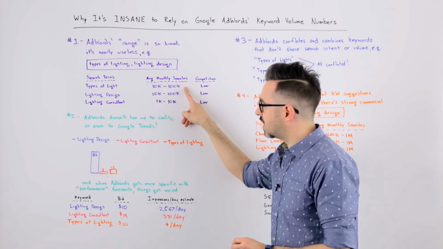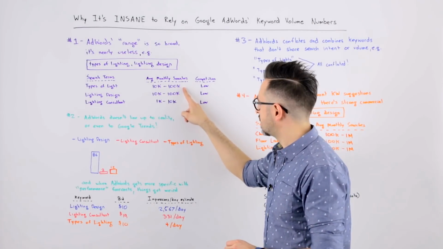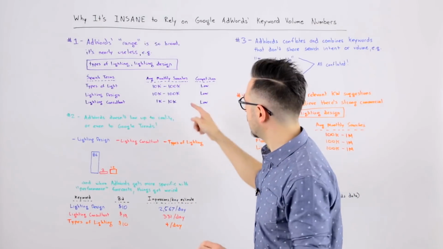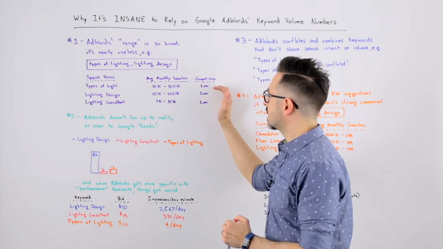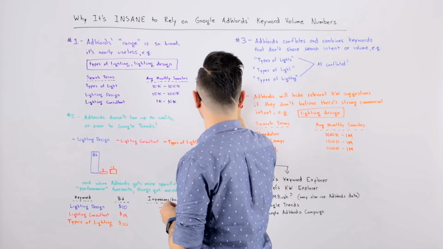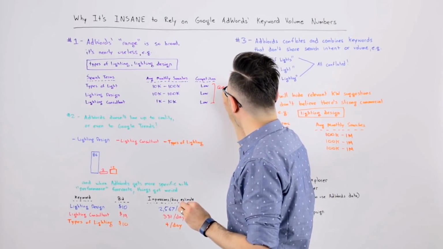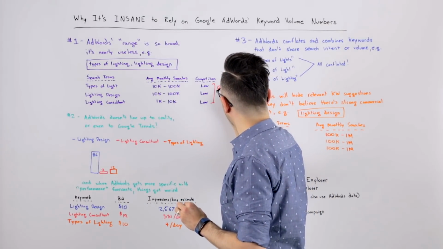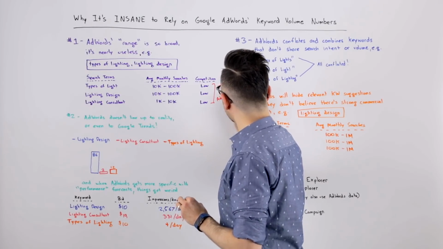And I can see here, all right, average monthly searches, well, these volume ranges are really unhelpful. 10K to 100K, that's just way too giant. Even 1K to 10K, way too big of a range. And competition, low, low, low. So this is only true for the quantity of advertisers. That's really the only thing that you're seeing here.